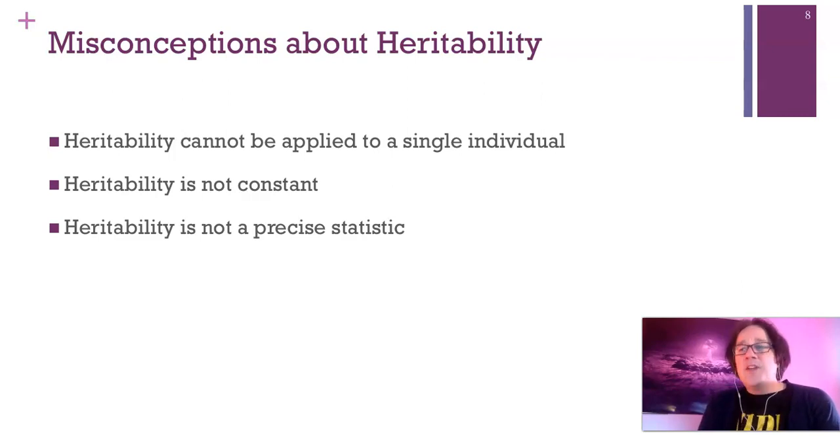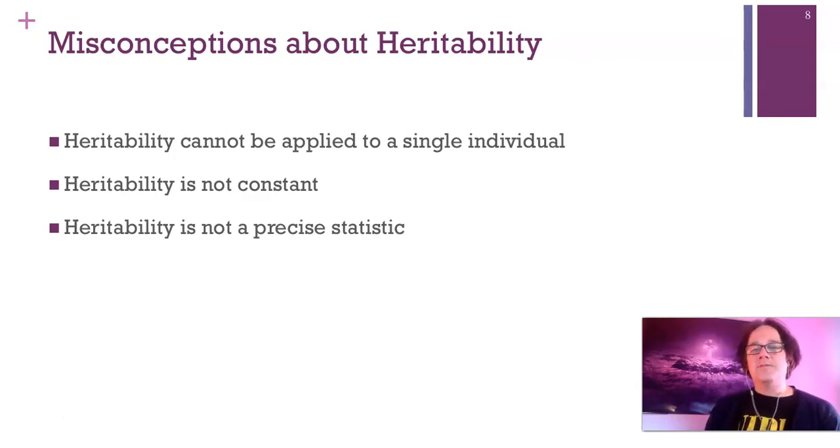So we always have to be very careful when speaking about heritability and say the proportion of an observable trait that we can explain through genetic differences. We're talking on average, right? On average, it's not in a single person. So that's a big one.